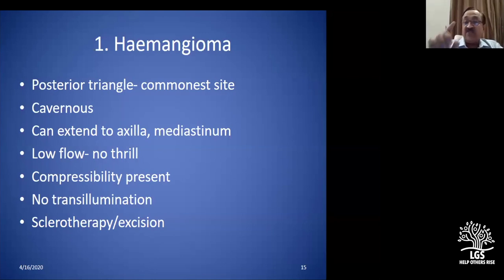Again, as I told you, for differential diagnosis, because there is no transillumination in hemangioma, you should give swellings which do not give rise to transillumination. It can be other diagnoses as well, but since compressibility is there, you would like to consider hemangioma.